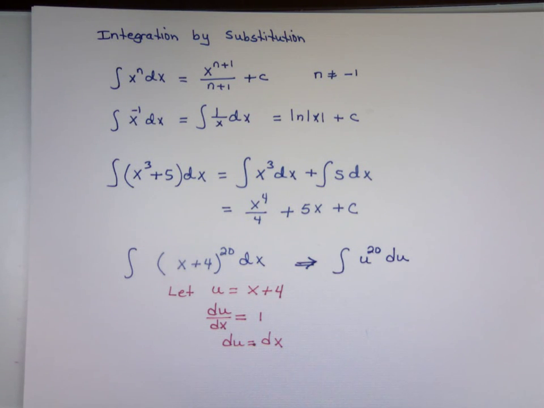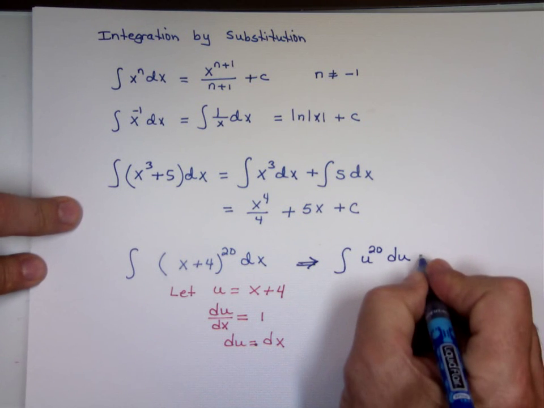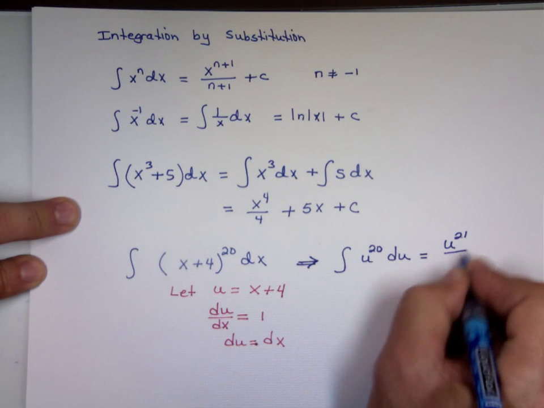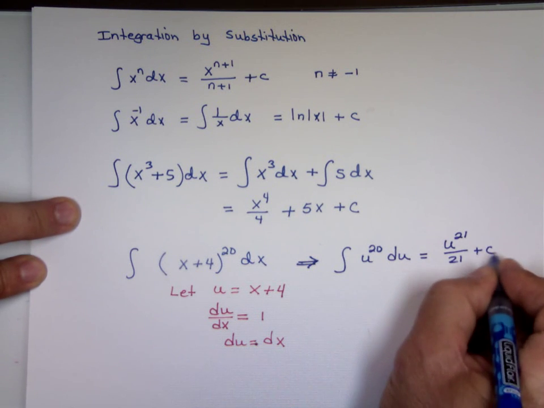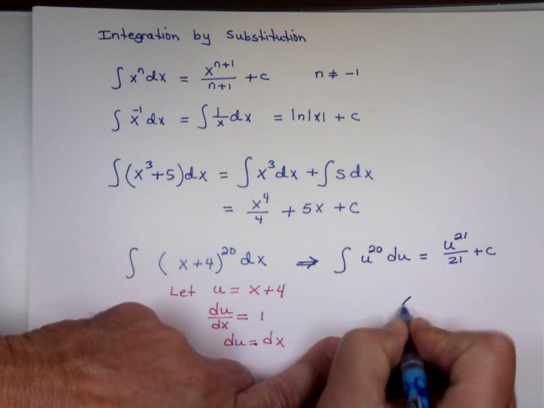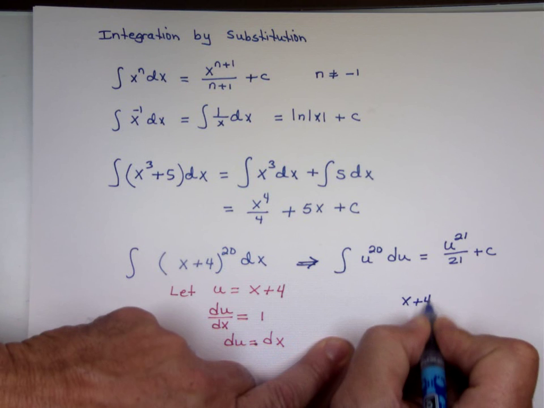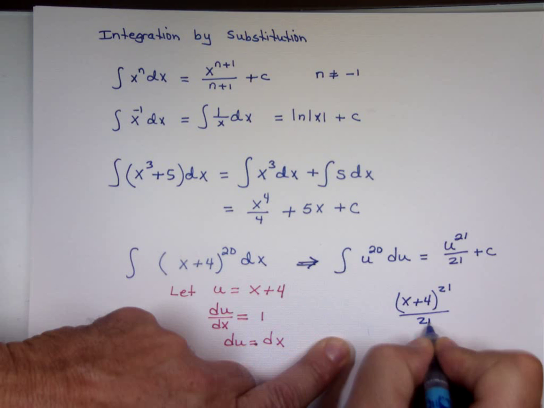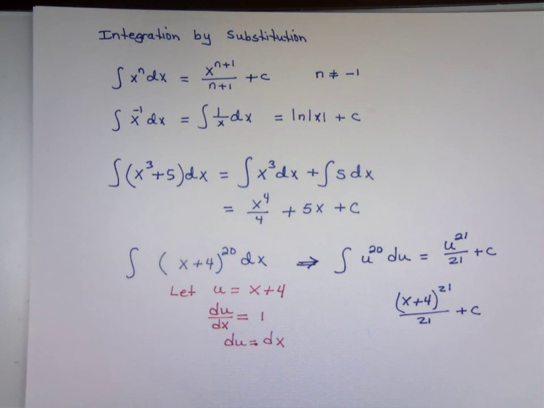Now I can integrate this: add 1 to the power and divide by the new power. u to the power of what? 21 over 21 plus c. And the last step: since my problem did not have u in it at the beginning, I need to change it back to x. That's x plus 4 to the power of what? 21. And that's my answer. I didn't have to multiply that 20 times.